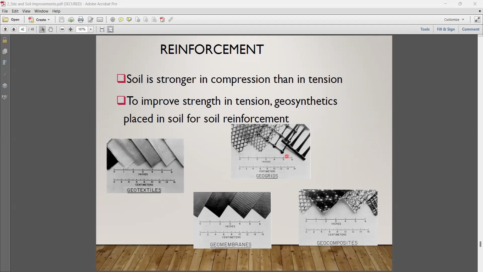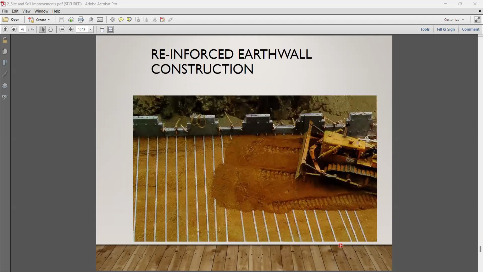There are several, which we call geosynthetics. Geotextile is kind of like a cloth. Geogrids are kind of like a small grid. Geomembranes, or membrane, is something that passes water. And geocomposite is a mix of existing geosynthetics. I'll show you here.